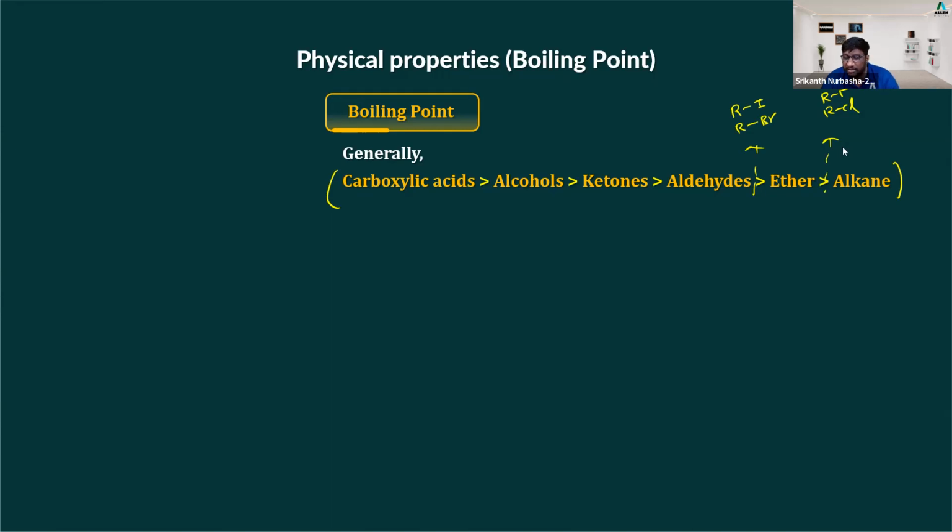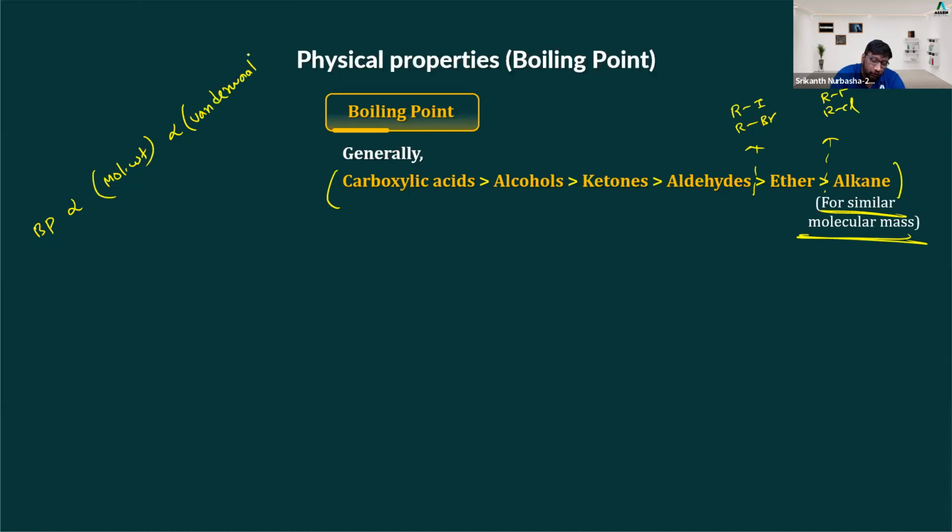For similar molar mass, if the molecular mass is almost the same, then this is the order of respective boiling points. Carboxylic acids will have the highest, then alcohols, ketones, aldehydes, then alkyl iodides and alkyl bromides, then ethers, then alkyl fluorides and alkyl chlorides, then alkanes. This is for similar molecular mass species. Obviously, if molecular mass increases, boiling point will also increase. Boiling point is directly proportional to molecular weight, because molecular weight is directly proportional to van der Waals force of attraction.